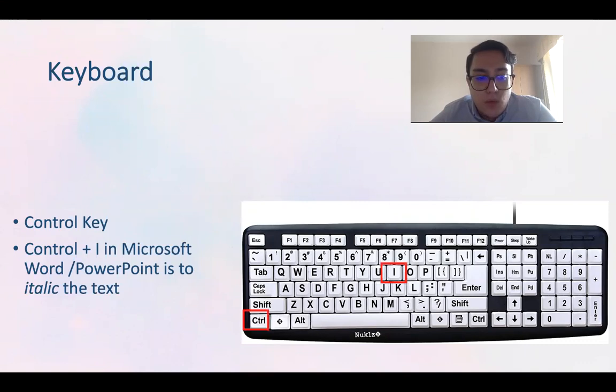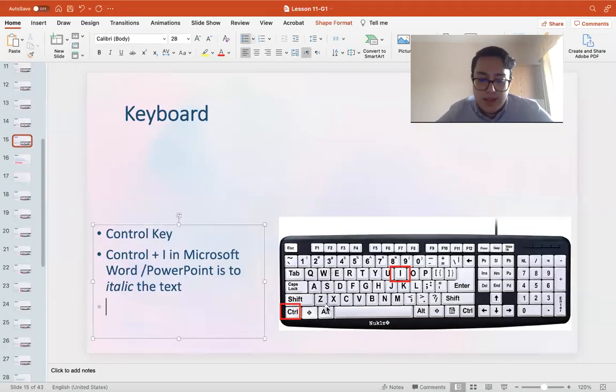Next, we have Control I. By pressing and holding Control and then pressing I in different programs such as Microsoft Word or Microsoft PowerPoint, you make the text italic. For example, I write a word or a name, and then I press Control I. You see, it makes it tilt. So Control I makes it tilt.